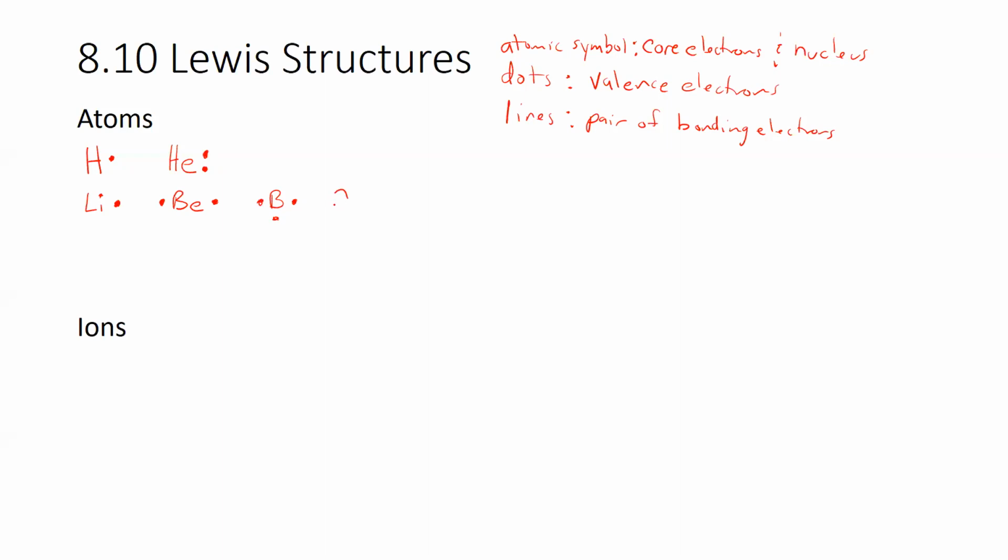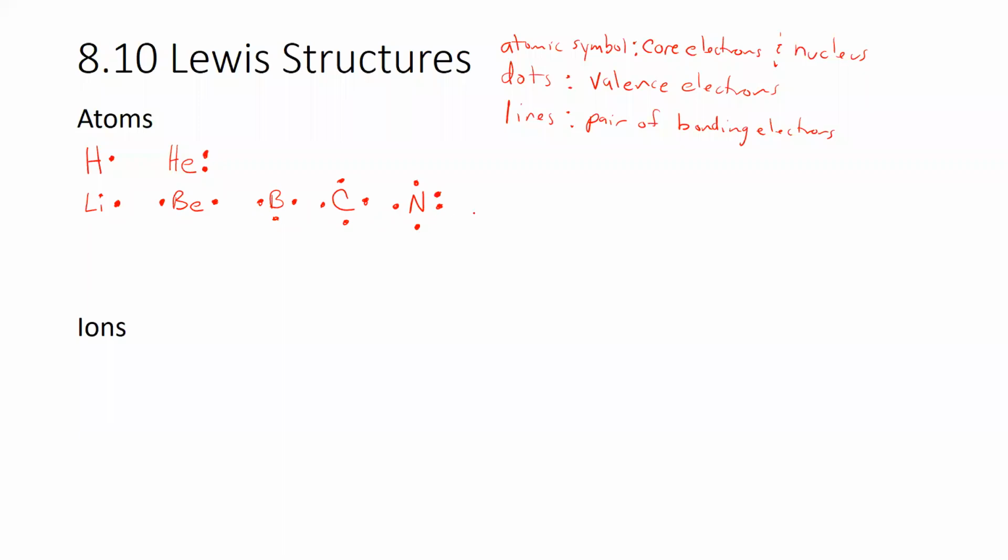Next we have carbon. Carbon is 1s2, 2s2, 2p2. And so there are 4 valence electrons, the 2s2 and the 2p2. So here, go 1, 2, 3, 4. Then we go to nitrogen. Nitrogen has 5 valence electrons. So we place 1, 2, 3, 4, and then our 5th electron will pair up with one of the other electrons.